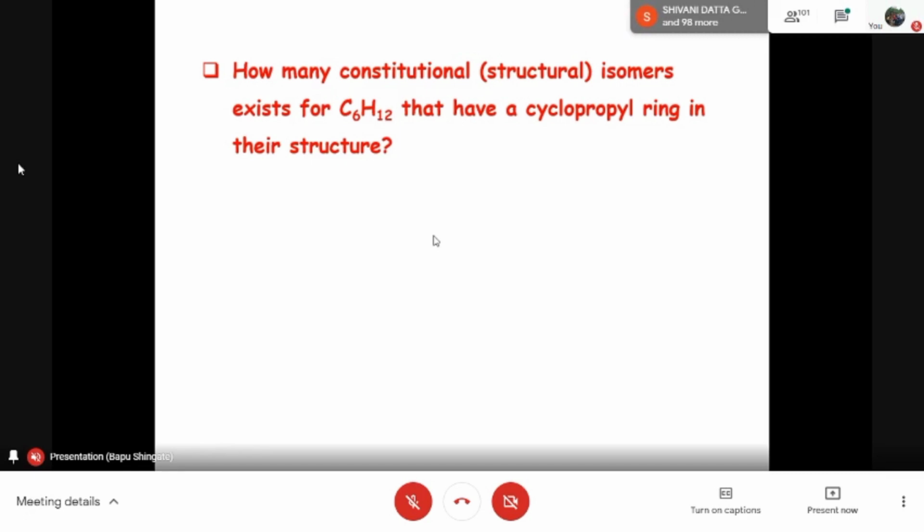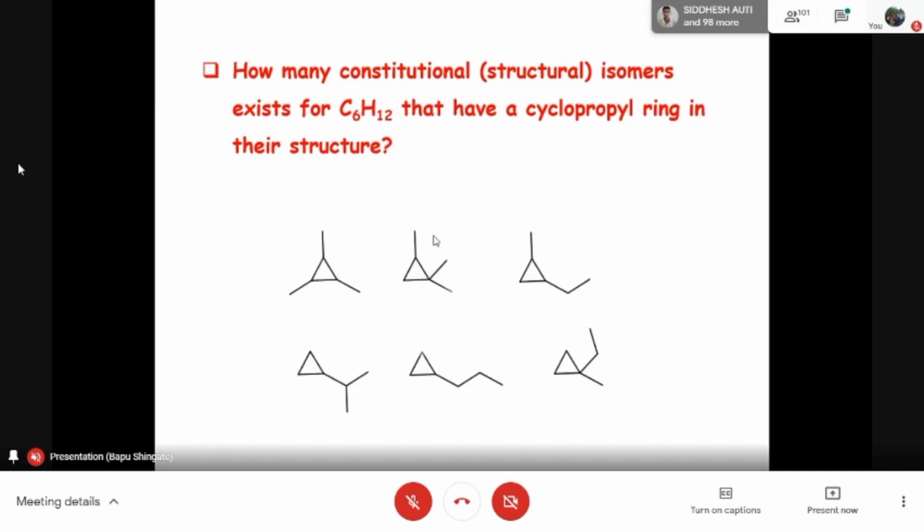But my next question: can you draw all those 6 isomers? See, I'm providing all those 6 isomers. See over here in your laptop, mobile or computer, all those 6 isomers where the cyclopropane ring is there. In the first isomer, all the 3 methyl groups are on each and every carbon.